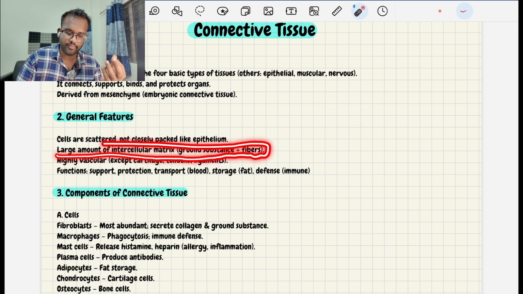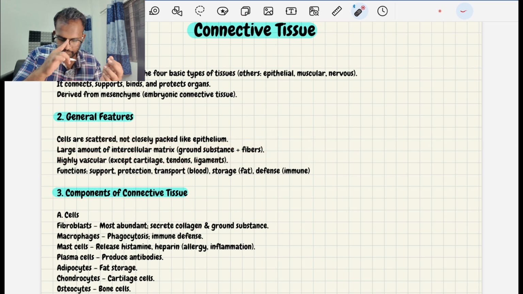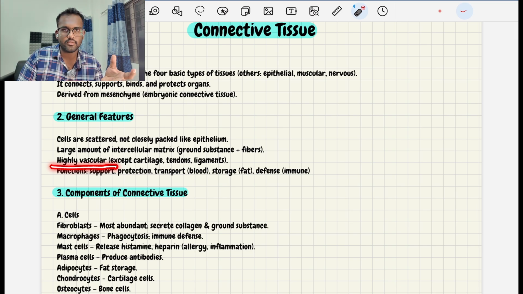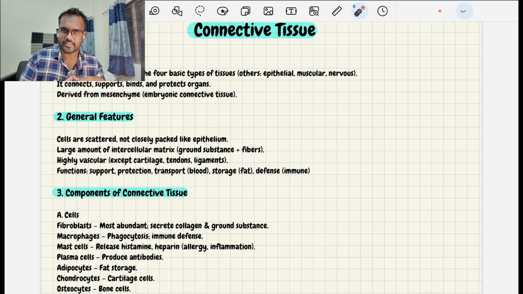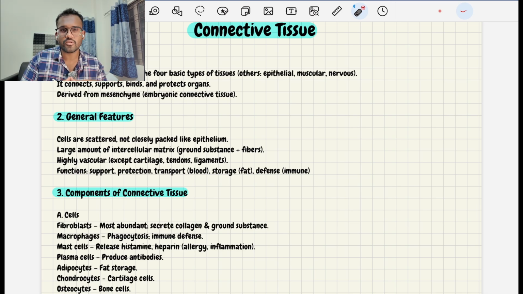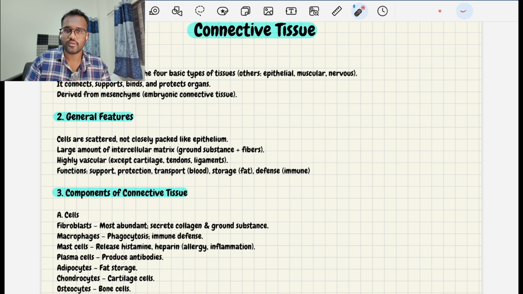It's fluid filled, right? Because there is blood also. Blood is also a connective tissue, so you have to remember. Then, highly vascular except cartilage. Vascular in the sense there will be a lot of blood vessels in connective tissue. But in cartilage tissue, we don't have any kind of blood vessels, so it is called an avascular connective tissue. So always remember, cartilage is avascular connective tissue.